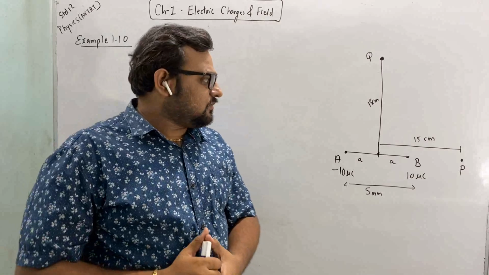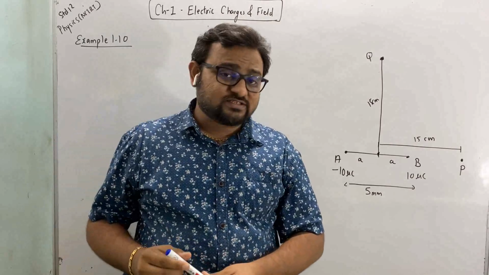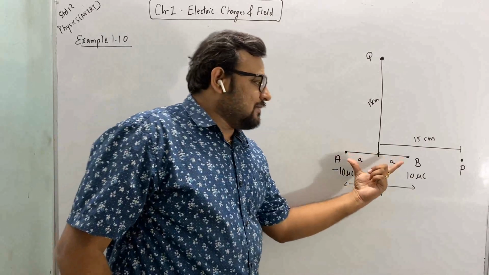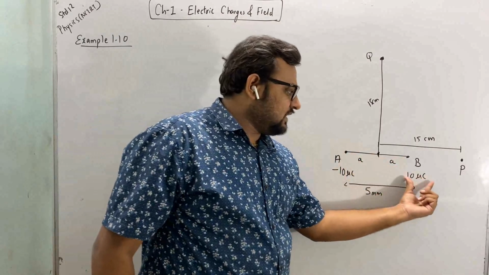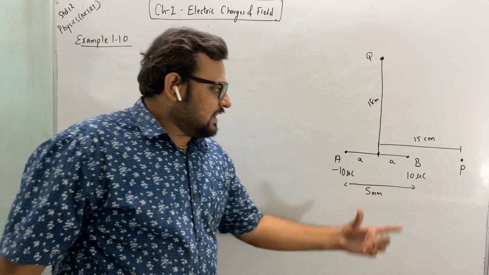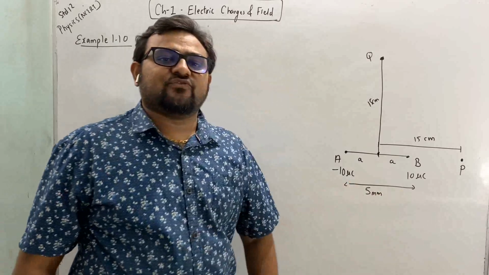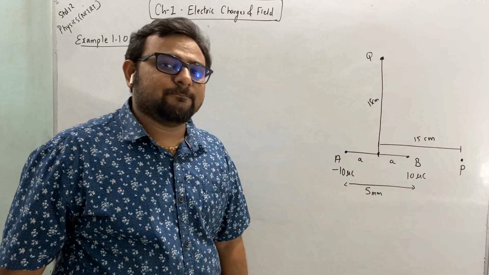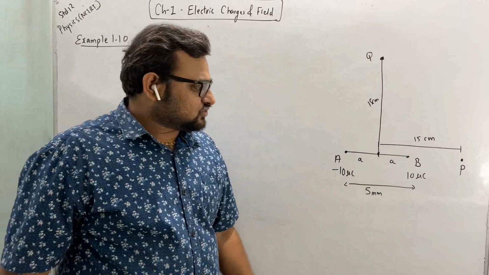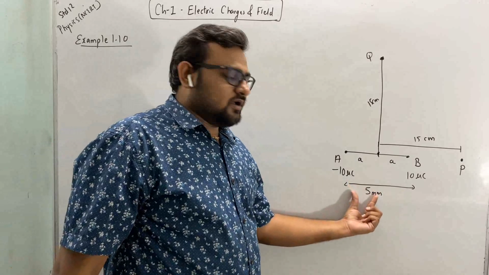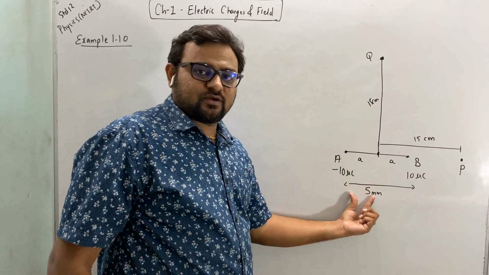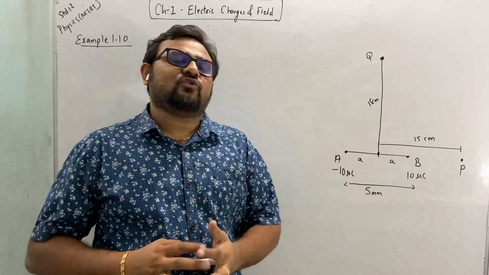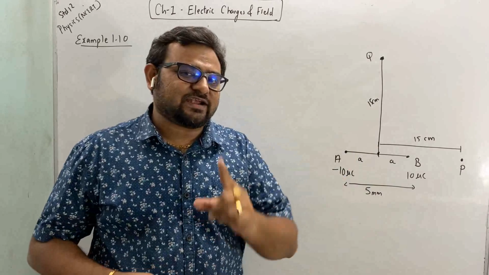Example number 1.10. Here, a dipole is given. At these points, the charges are minus 10 microcoulomb and plus 10 microcoulomb, and the distance between A and B is 5 millimeter. Clear? So this will be divided by 2, that is 2.5 millimeter. Now you have to find out the electric field at 2 points.